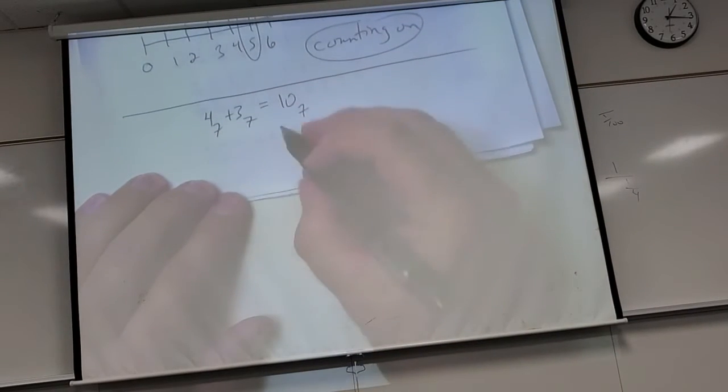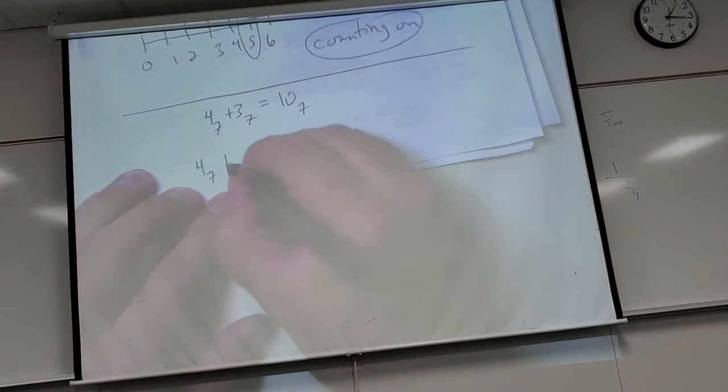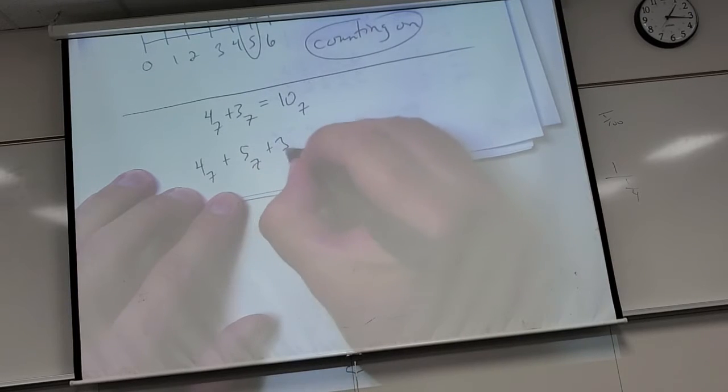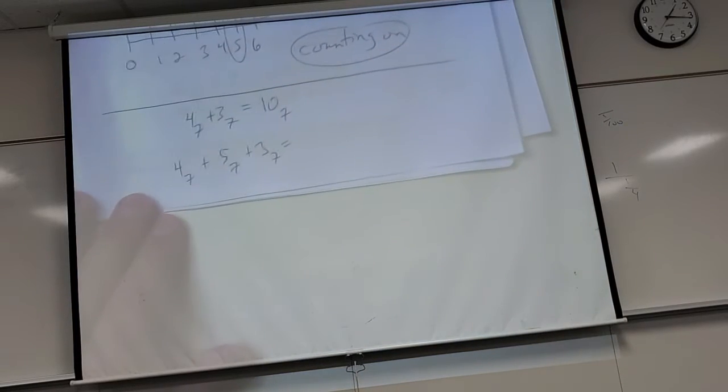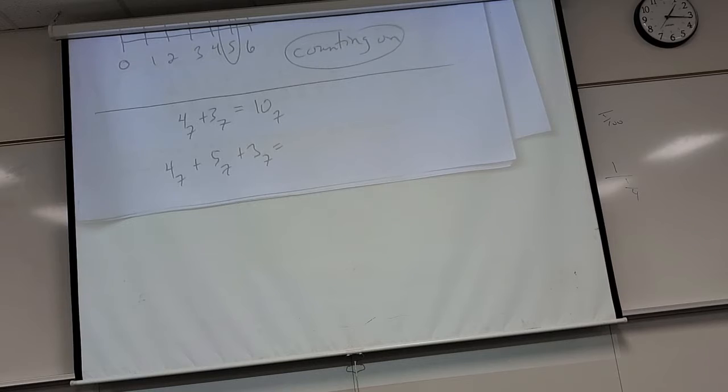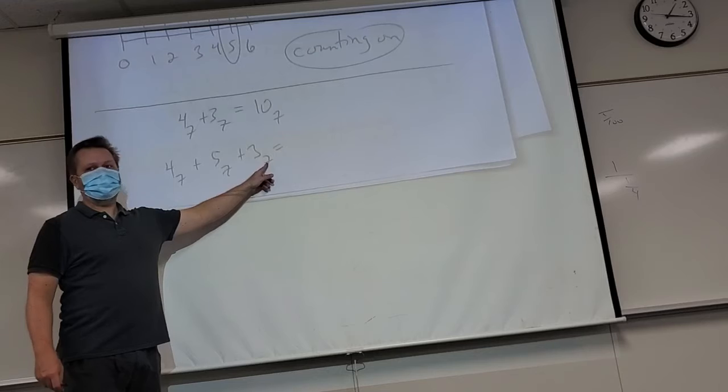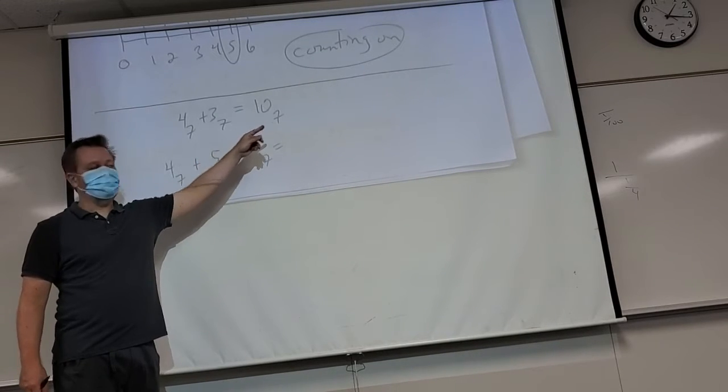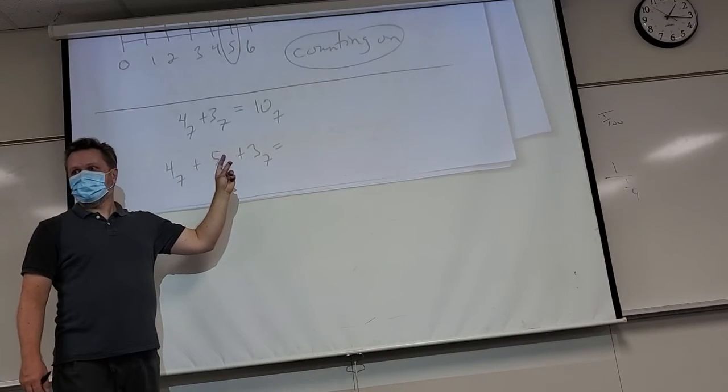So how would you do this? 4 base 7 plus 5 base 7 plus 3 base 7. Same thing, sort of. What would be the smart way to do that? 4 and 3 base 7 makes 10, and then plus 5, 15, right?